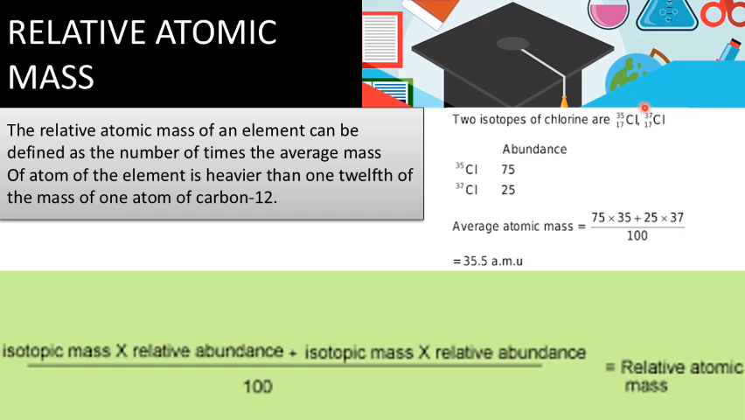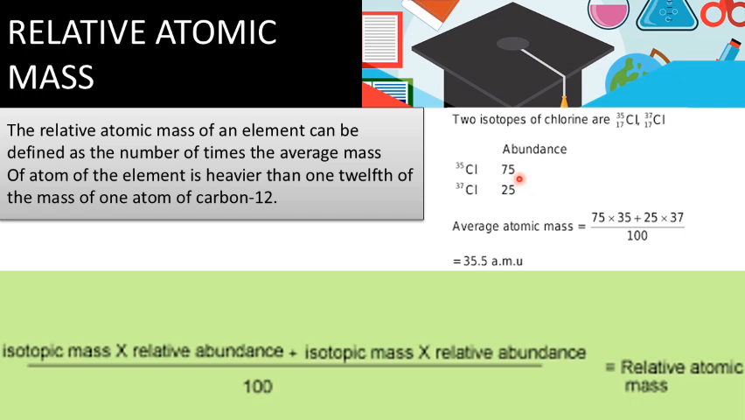Now, to determine the relative atomic mass of these isotopes, we just find an average of the two isotopes we have here using this formula. There's always something we call the abundance. For instance, chlorine 35 abundance is 75%, while chlorine 37 is 25%. So that tells you how available they are on Earth.